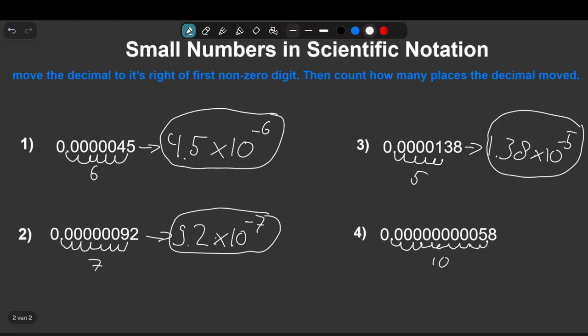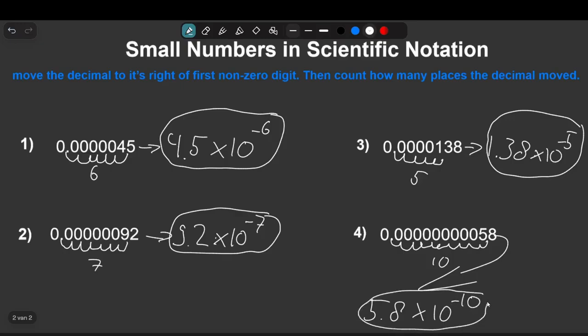So now let's rewrite our number down here. We're going to do 5.8 times 10 to the power of how many times the decimal has moved to the right, but because it is below 1, we're going to do negative 10. And this will be our final answer of our last example.